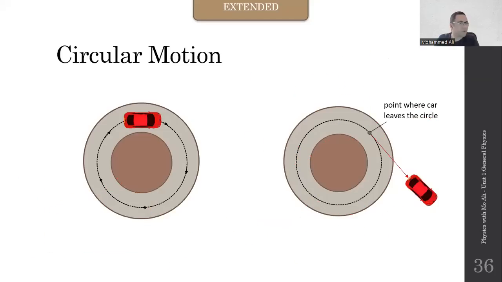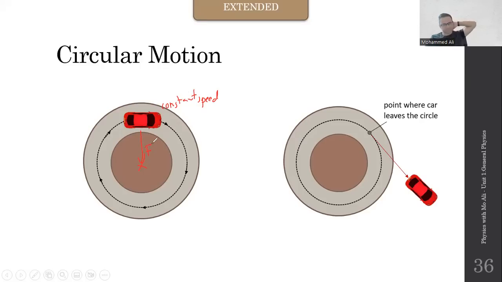If an object is moving in a circle, the resultant force acting on the object must be towards the center of the circle. Always. So even if I'm saying you're moving at constant speed, your velocity is changing. So the resultant force acting on you is towards the center of the circle. That's causing you to turn.